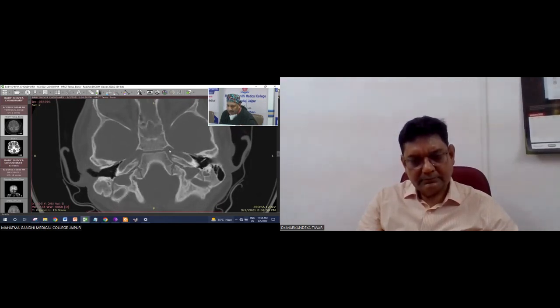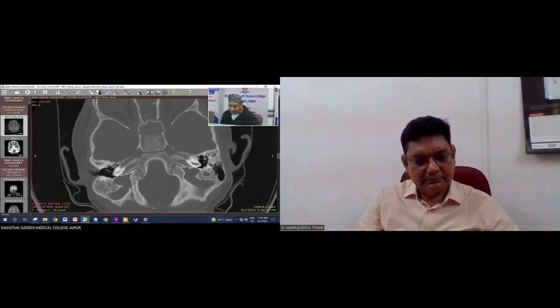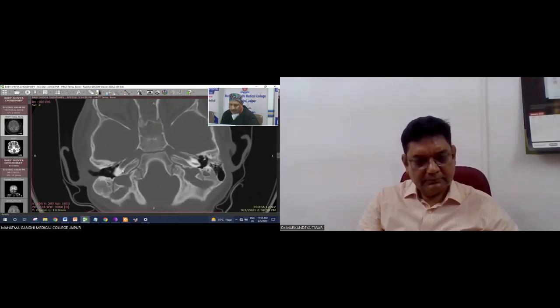See here, what is this? That's the cochlea, that's the carotid artery. See, look at this, that the basal turn of the cochlea and immediately anterior to it is the carotid artery. That's the horizontal carotid artery. That is the vertical genu of the carotid artery, which is in millimetric distance from the cochlea.